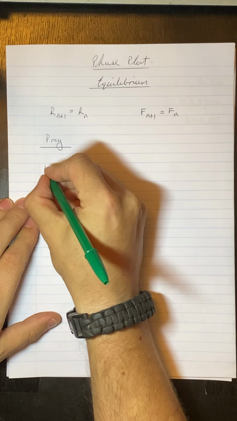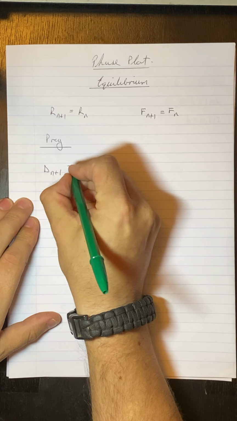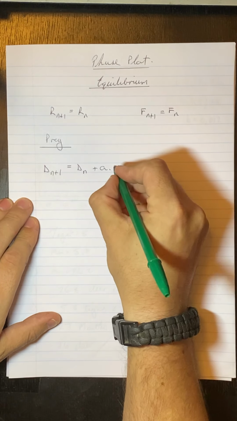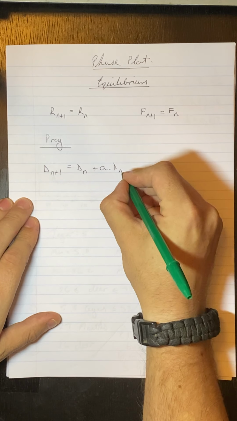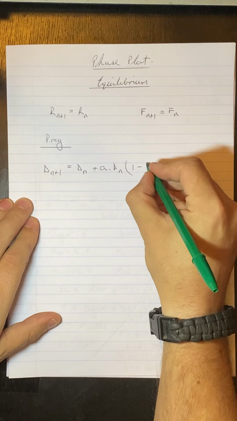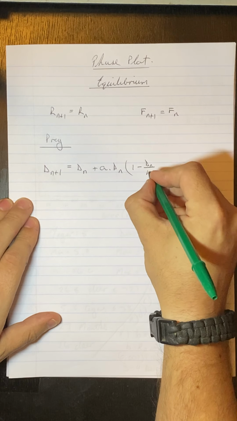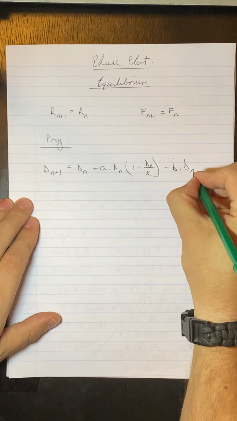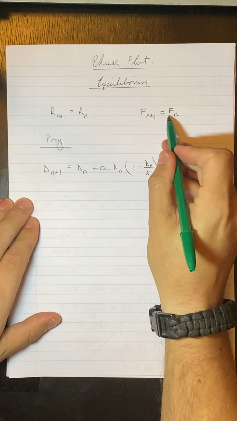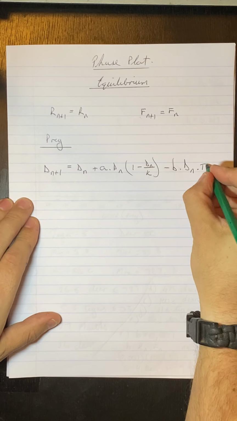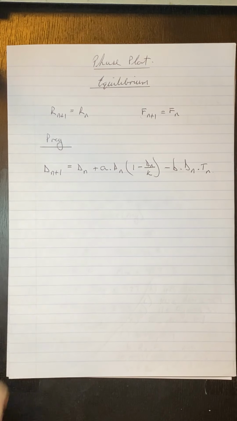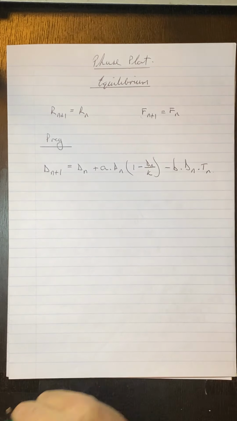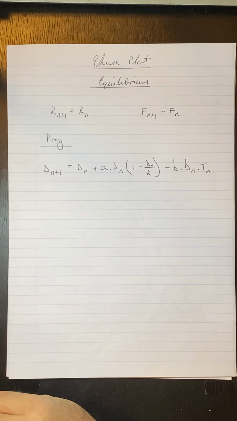So we get Dn+1 = Dn + a times Dn times (1 - Dn/K) - b times Dn times Tn, where F is now going to be your tigers, so I'm going to call that Tn. This will be on your formula sheet, but it'll be in terms of R and F, and you can just adapt it to whatever they're asking.